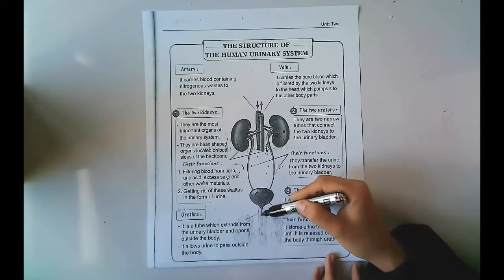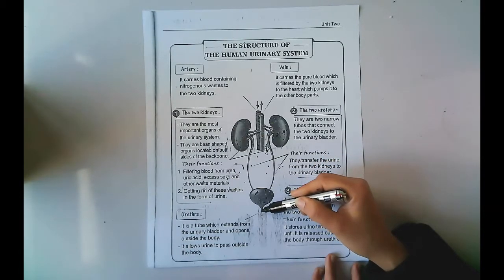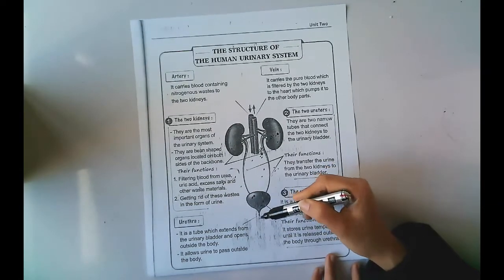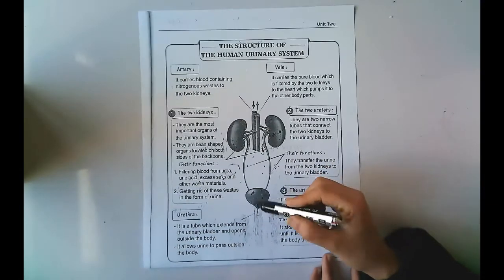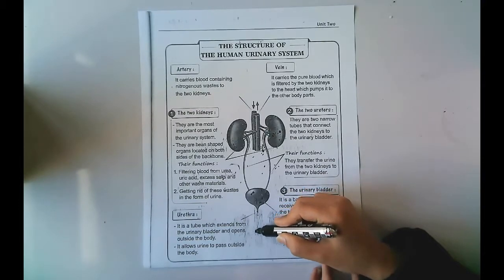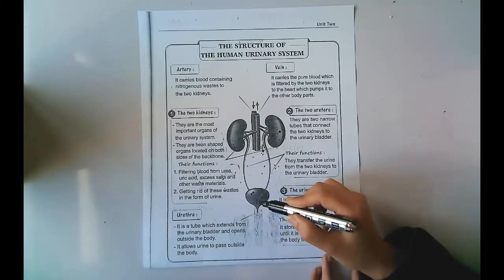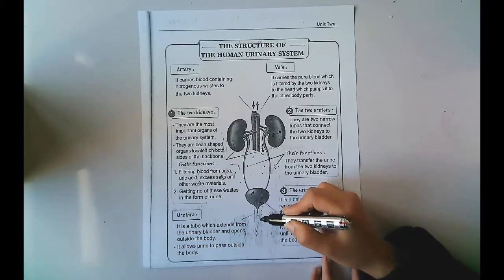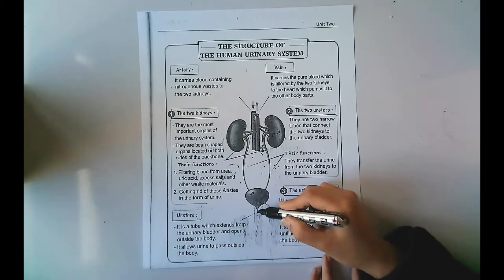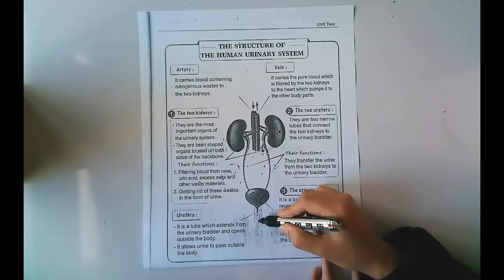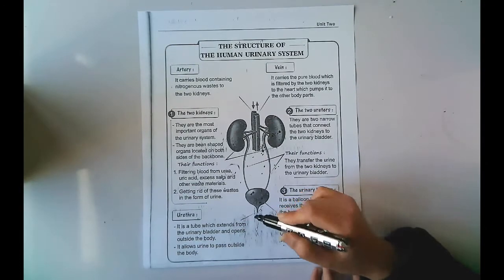This is the opening which is called the urethra. It's the tube which extends from the urinary bladder and opens outside the body. Here is the urine; it goes outside through the urethra.